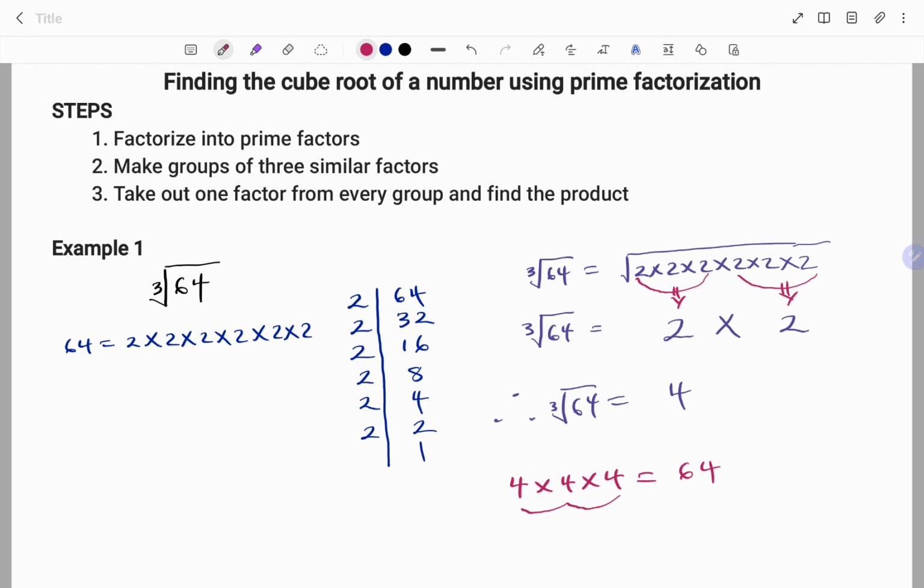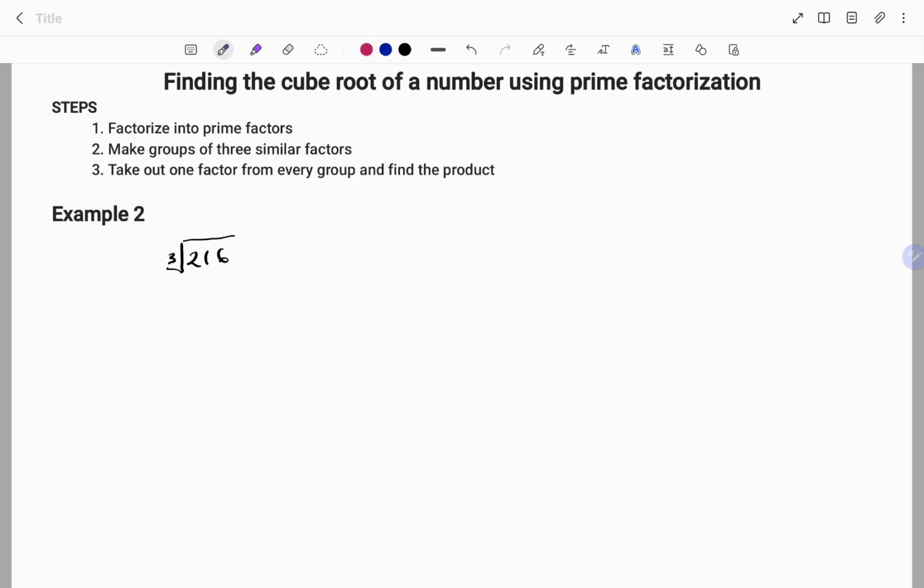Let's try out another example together. In this example, we are going to be finding the cube root of 216. The first step, we are going to write 216 in prime factorization. Remember, our prime numbers are 2, 3, 5, 7, 11, etc. Because 216 is an even number, we are going to start with 2. 216 divided by 2 is 108. 108 ends with an even number, so we can also divide by 2. We have 54. That's another even number. We divide by 2 again. We have 27.